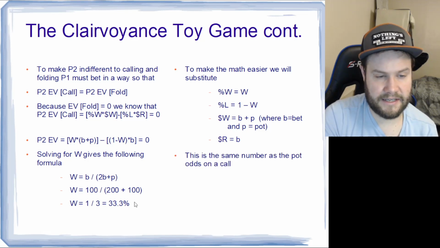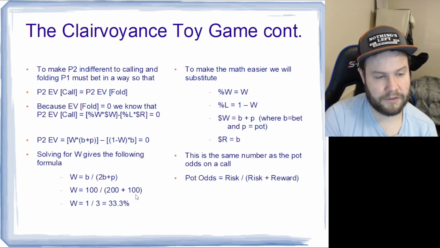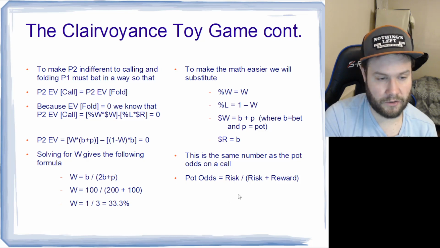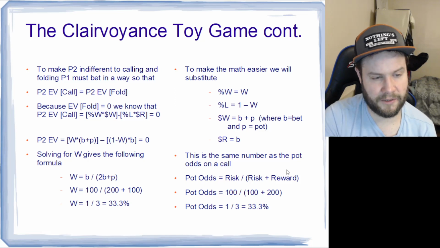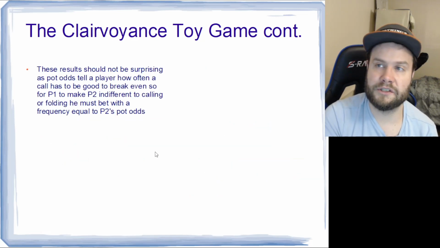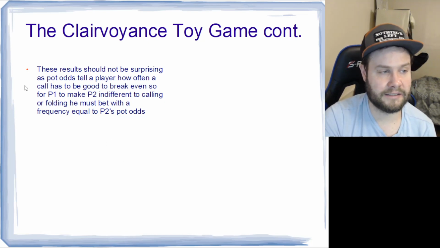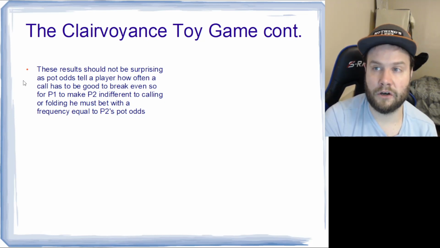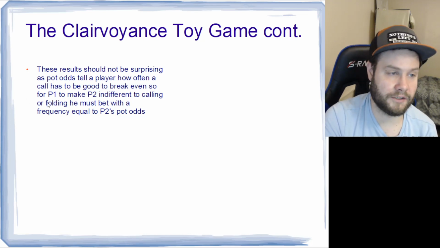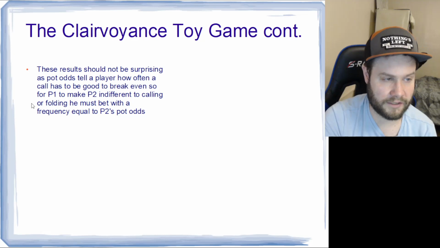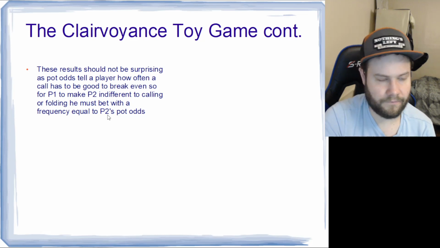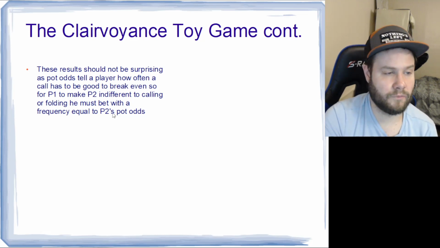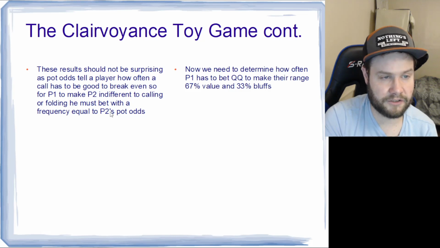So this is the same number as the pot odds on a call, which, if you remember the definition of pot odds, is risk over risk plus reward. Yeah, this is the equation for pot odds. But if you remember the definition of pot odds, you would not be surprised by this result, because pot odds is defined as how often you have to call in order to break even. So for player 1 to make player 2 indifferent to calling or folding, he must bet with a frequency equal to player 2's pot odds. Okay? Should all make sense from our understanding of poker math to this point.